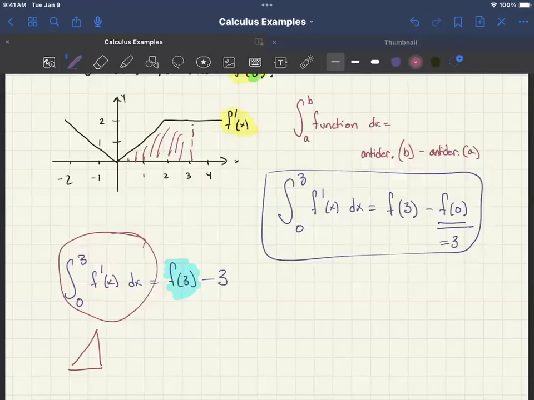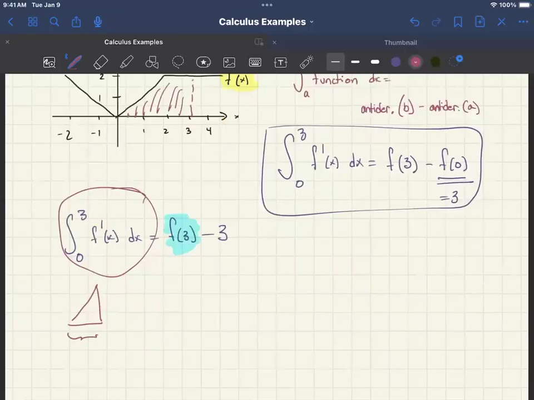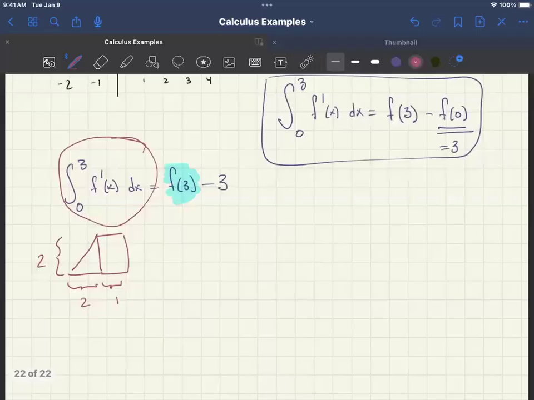We have a triangle. Now notice our triangle has a width of 2 and it has a height of 2. And then we also have a rectangle. Oh, let me redo that because it is a smaller rectangle. It has a width of 1. I apologize for the bad writing there, and a height again of 2. So that area we split up into those two shapes that we know how to find the area of.